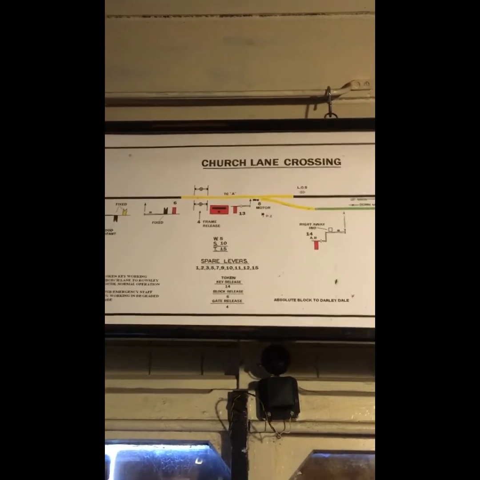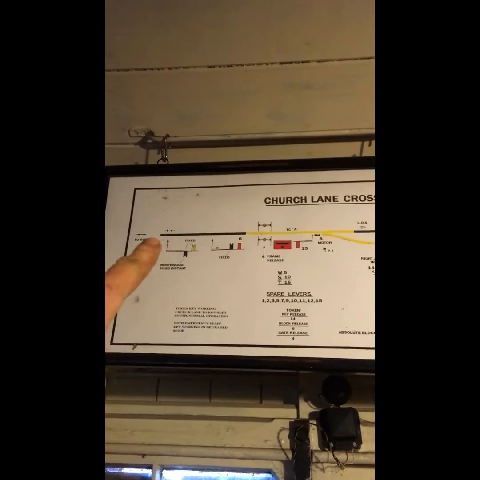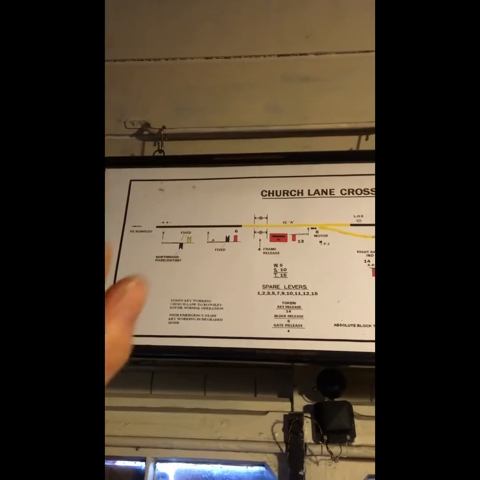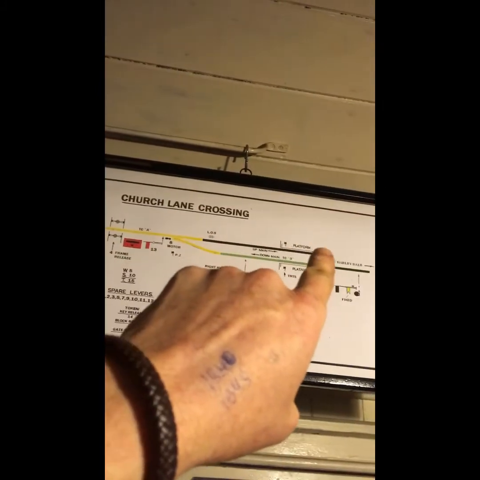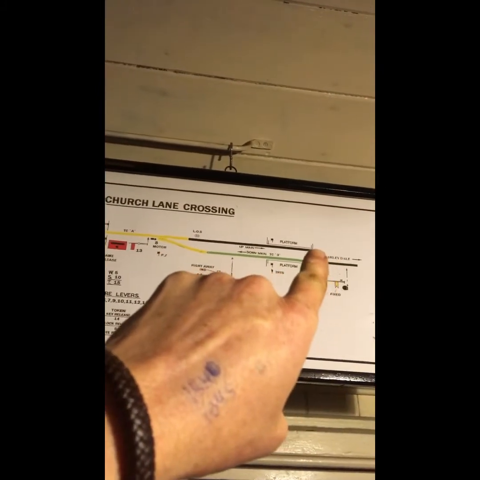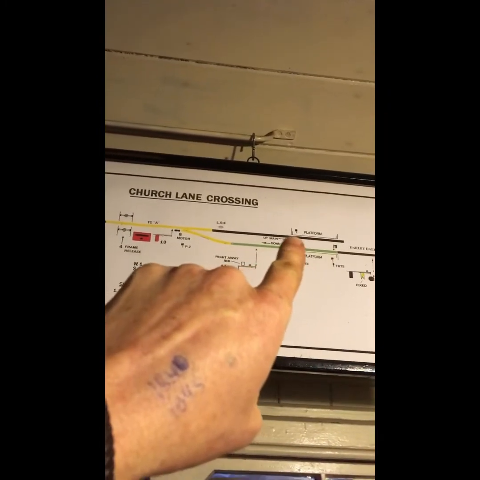You will also see on this diagram here, we have black. Now on the Midland region, black means not under our control or not track circuited. So this is not track circuited. This here is under Darley-Dale's control. So the track circuits there that are shown in black, they are nothing to do with us. We just have a repeat indication from them as well.